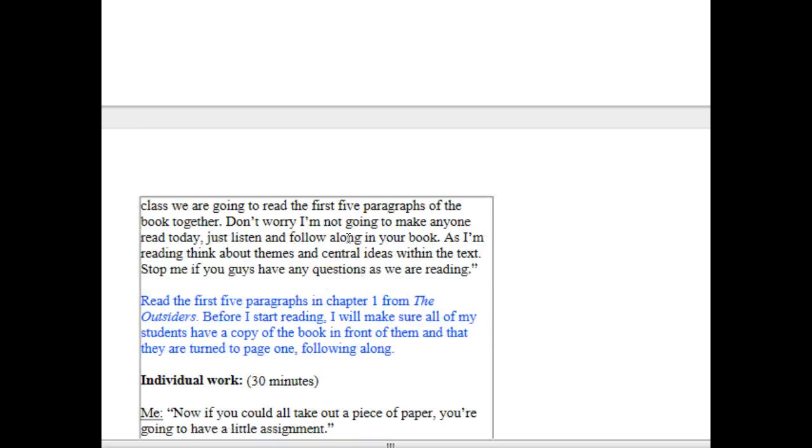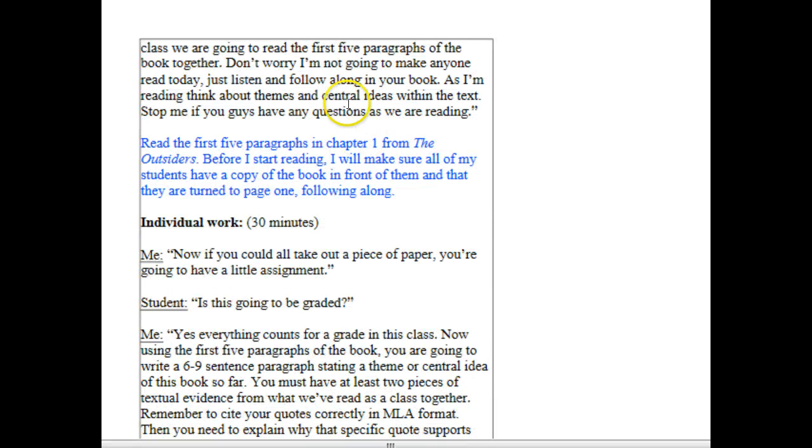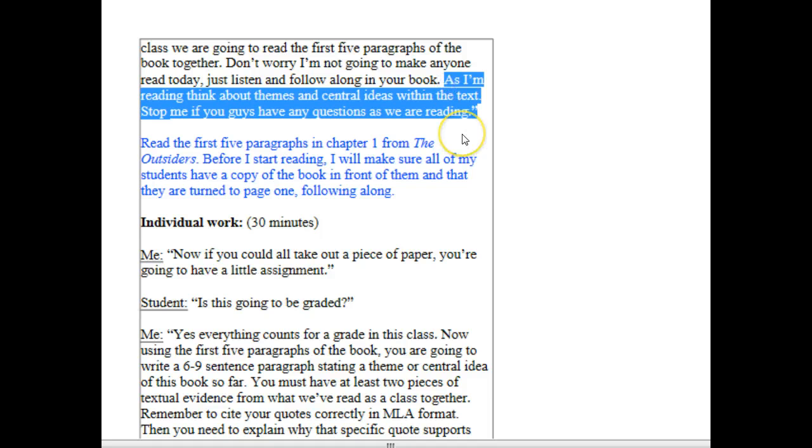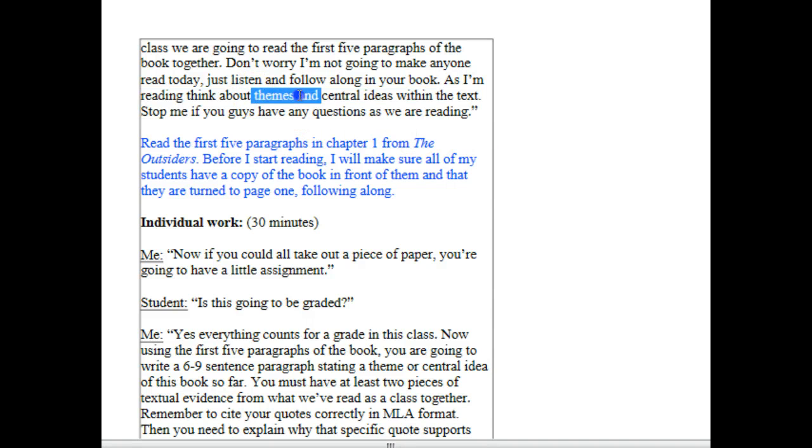Scrolling, hold on. Okay, good. So you're going to read the first 5 paragraphs to them, and then here, you say, "As I'm reading, think about themes and central ideas within the text. Stop me if you have any questions," and they're reading along with you, okay? It's right here where I've got the piece that I want you to extend, okay?